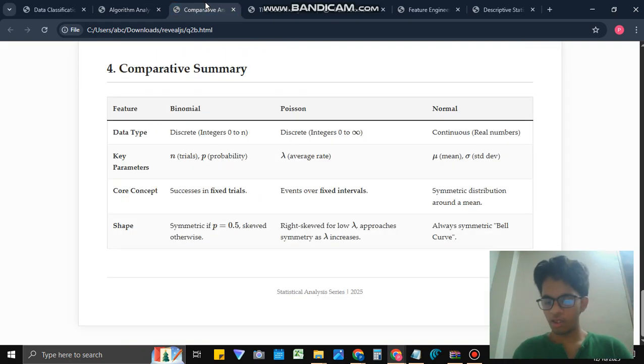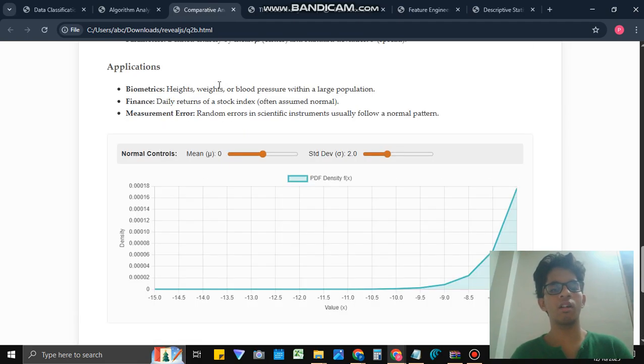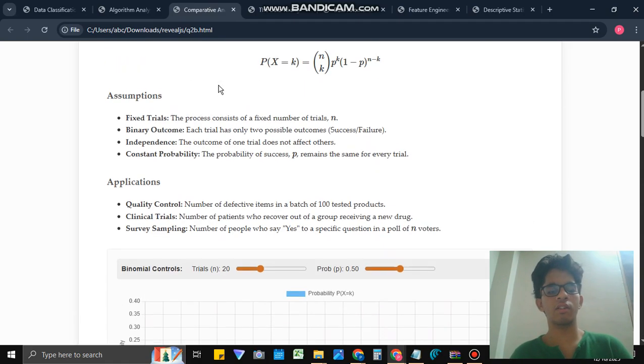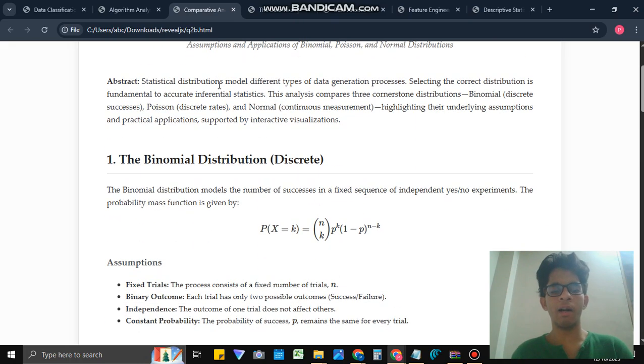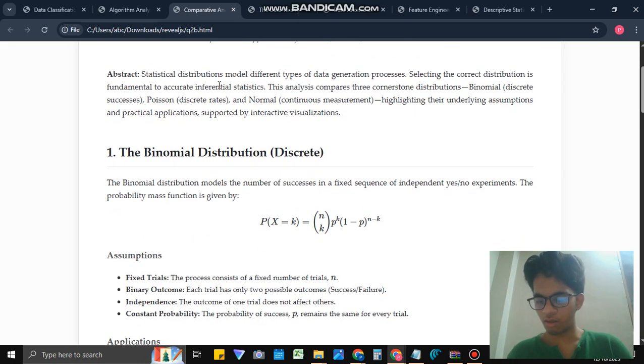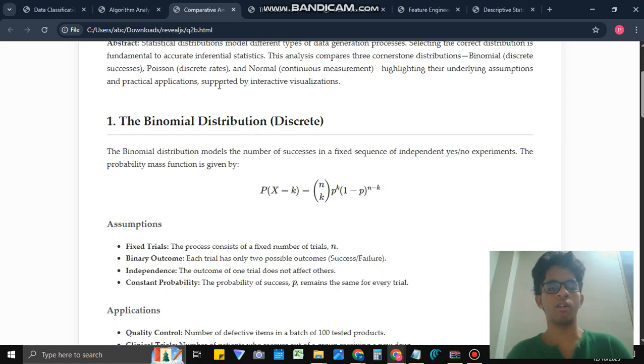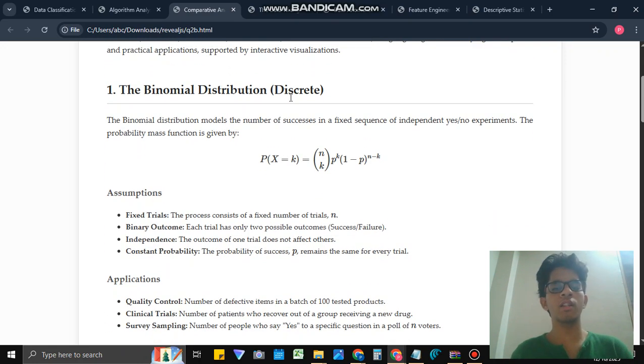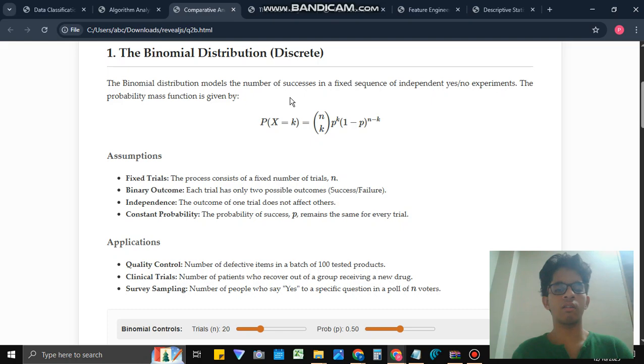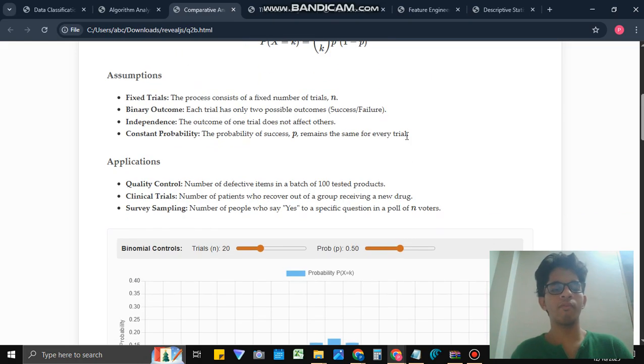Moving on to the next part, that is the B part of question number 2, we will discuss the binomial distribution, the normal and the Poisson distribution. Binomial distribution lies under the discrete category. There are two categories of distribution, discrete and continuous. It lies under the discrete category. Its CDF is represented by this formula. So there are assumptions and applications of it as well.